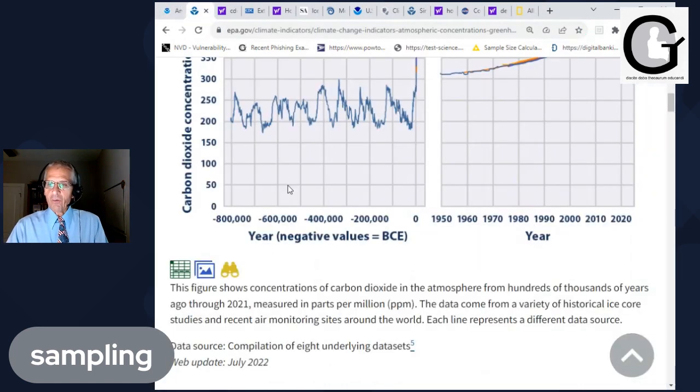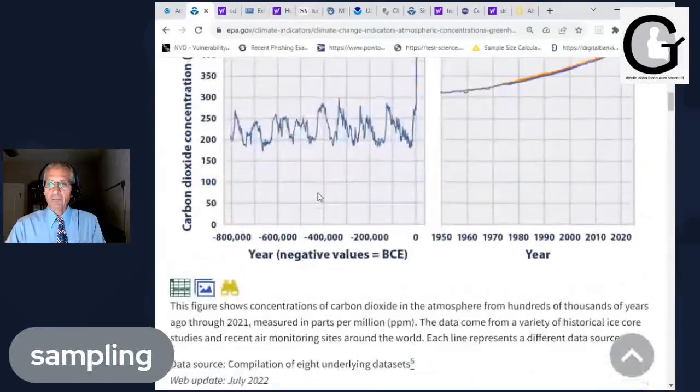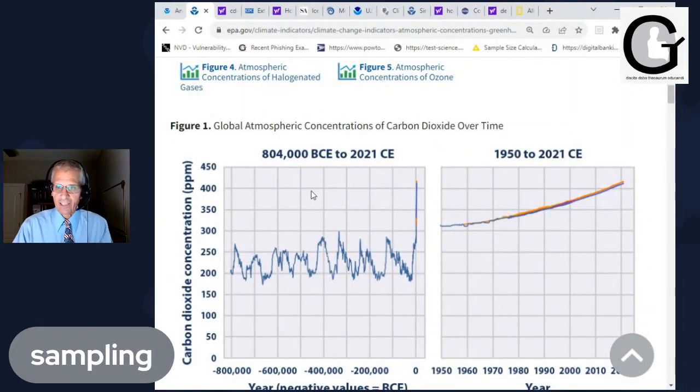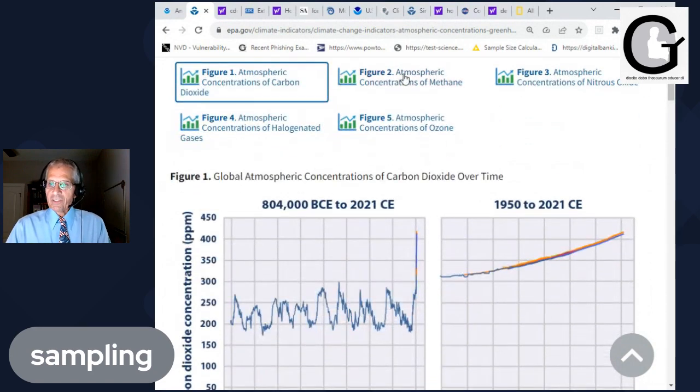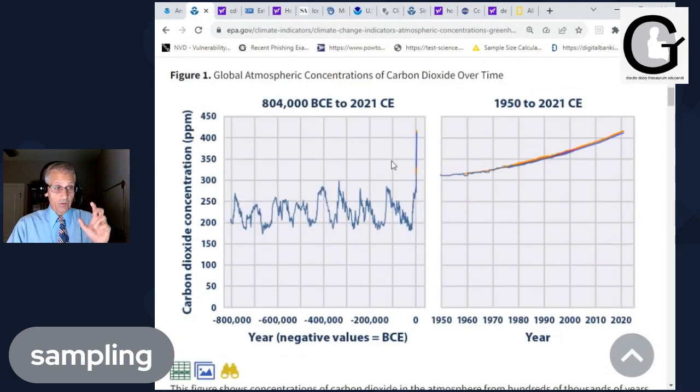So then what I did was I did this type of thing, global, and this is really good. EPA.gov has great data. But again, this is all the atmospheric concentrations of methane, nitrous oxide, halogenated gases, and ozone, and all that from these ice cores. So they're basing a lot on these ice cores, tons and tons on these ice cores.